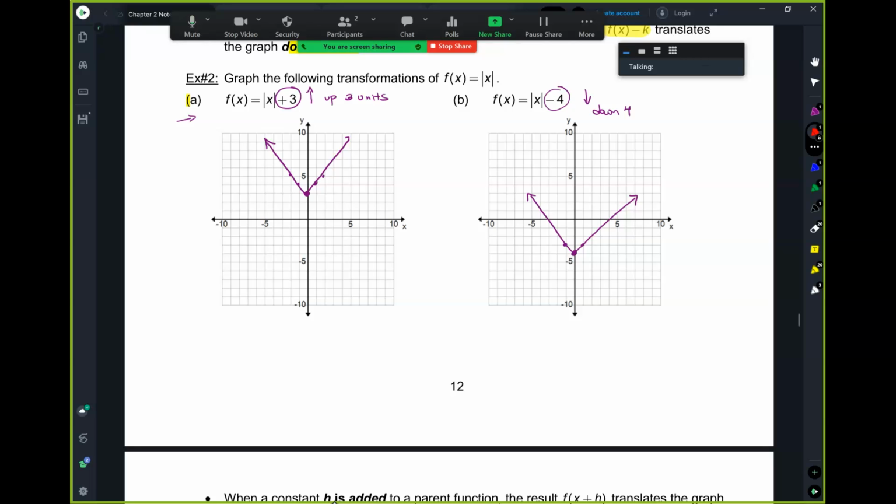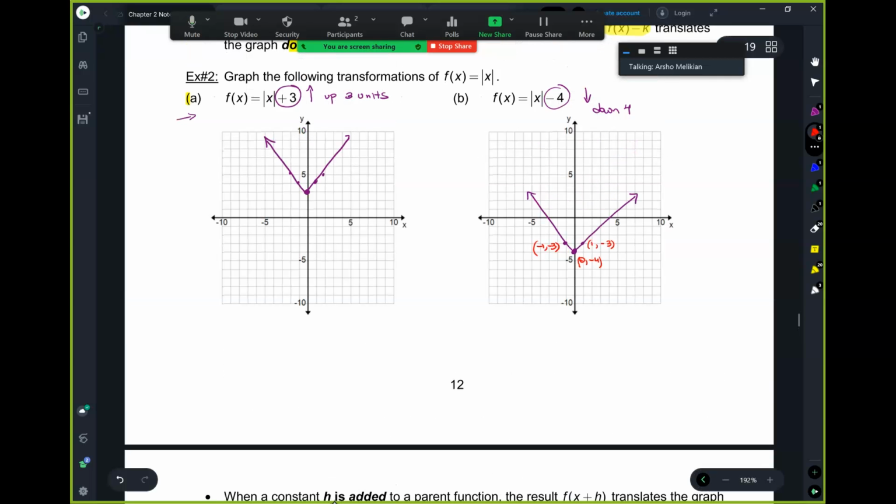Now, suppose on a test or a quiz, I ask you to also label 3 points. Then you would just label, like this one would be 0, comma, negative 4, 1, comma, negative 3, negative 1, comma, negative 3. Okay? If I ask you to label. Cool? Because it can't just be like, you know, random points.